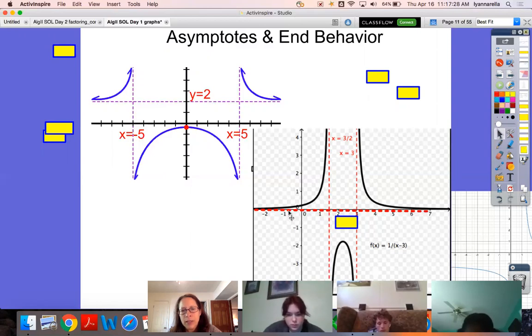Now, look at this. This graph also has a dashed line here. So what would that be? These two were X's because they go straight up and down. This one is going to be a Y. What are we going to say for that? Look at your Y-axis. Where's it touching the Y-axis? 0.